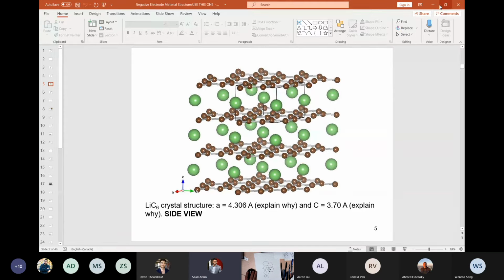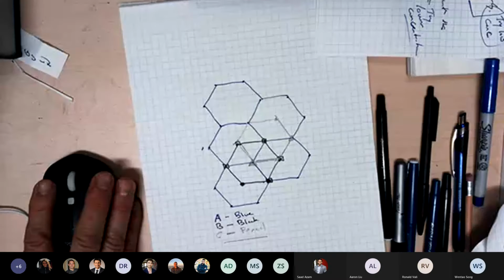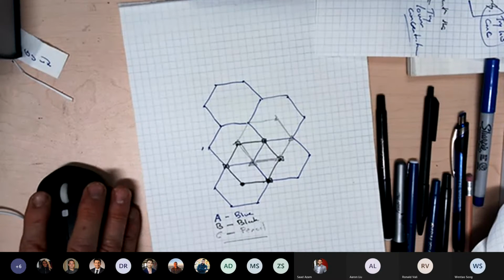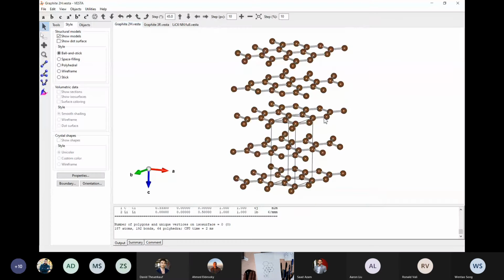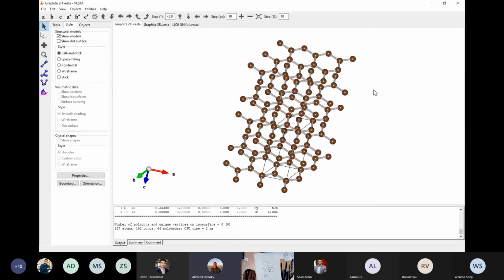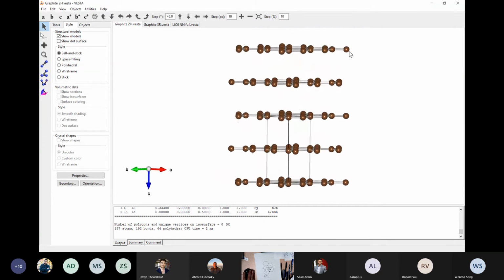So for whatever it's worth, I'll just show you some of these structures in VESTA and turn them around so you can see things a little better. I'm never sure how to do this. I guess I have to stop share and then try to share again and find VESTA. Here we go. Okay, can you see my screen? Can you see this crystal rotating?